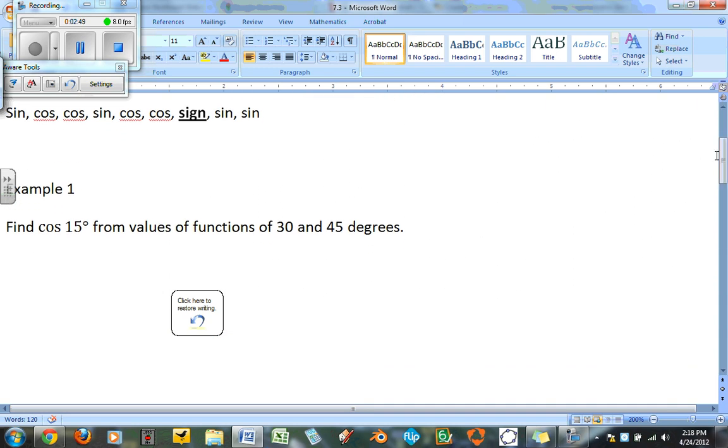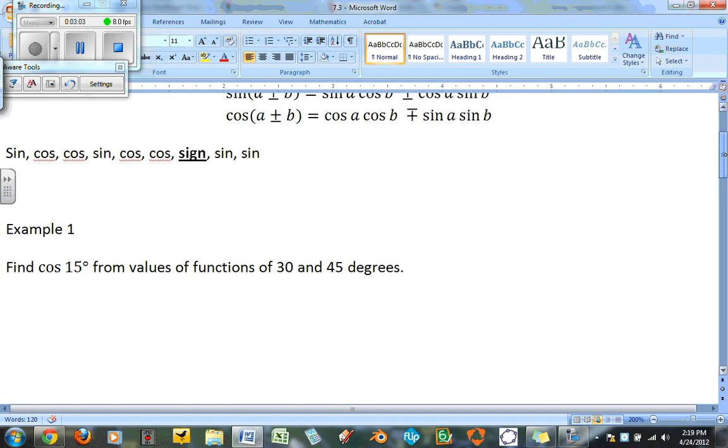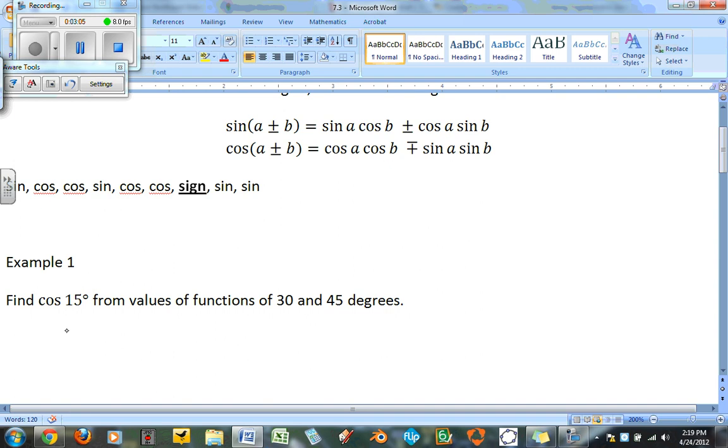So find the cosine of 15 from the values of the functions of 30 and 45 degrees. Typically we don't know what the ratio of that is because it's not an easy angle to find. But now that we know these identities, we can figure that out real quick. I'm going to scroll up so we can see our identities. To make 15 out of 30 and 45, we have to subtract these two. So we want to find the cosine of 45 degrees minus 30 degrees. Would you agree that 45 minus 30 is 15?